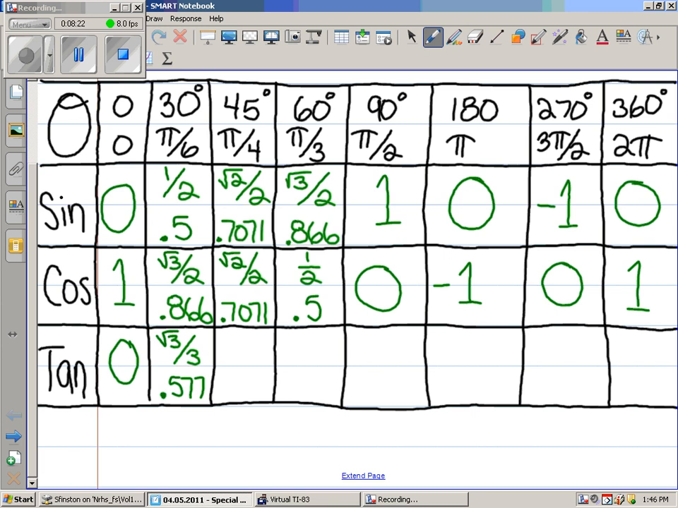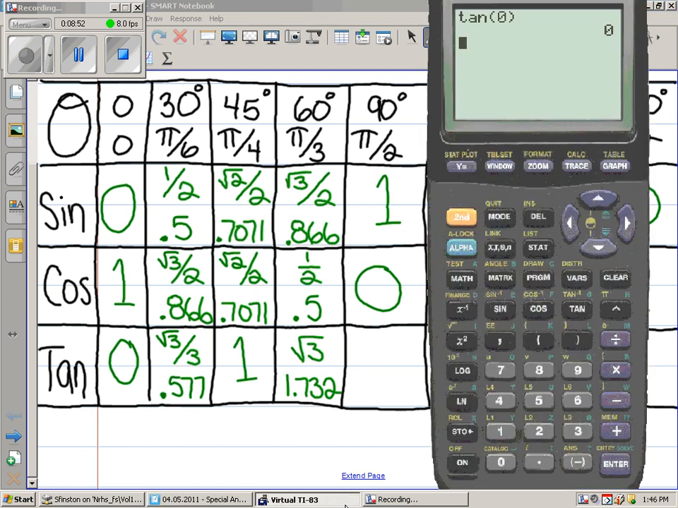What's the tangent of 45 degrees? 1. Tangent of 45 is 1. Oh, wow. What's the tan of 60? 1.732. Finston sailed the ocean blue. That's the square root of 3. 1.732. Yep. What's the tan of 90?